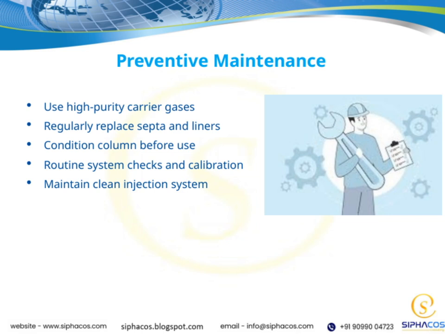Routine system checks and calibration are also critical. Regular inspections catch issues early and keep our instruments running accurately. Lastly, maintaining a clean injection system cannot be overstated. Cleanliness minimizes contamination and ensures consistent sample introduction. When we implement these preventive measures consistently, it not only prolongs the lifespan of our equipment, but also guarantees the precision and reliability of our analytical results, which is at the heart of our overall quality control.